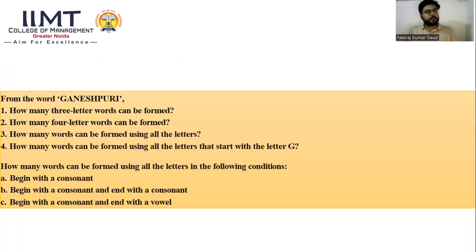Now let's take an example from the word Ganeshpuri. First, how many 3 letter words can be formed? Second, how many 4 letter words can be formed? Third, how many words can be formed using all the letters? Fourth, how many words can be formed using all the letters that start with the letter Z? Part 2, how many words can be formed using all the letters in the following conditions: begin with a consonant and end with a consonant, or begin with a consonant and end with a vowel.